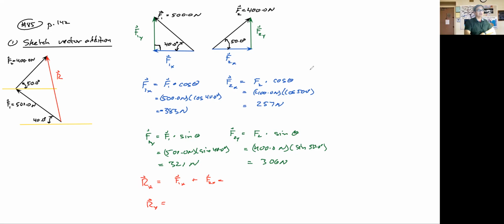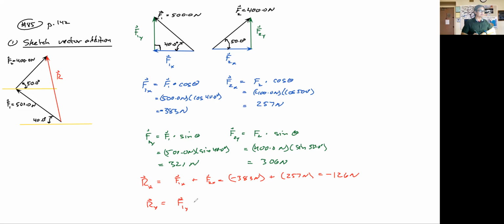Why is that important? When we go to add these vectors together, we also have to indicate direction. So this is going to be negative 383 newtons plus a positive 257 newtons, and this can be negative 126 newtons. Okay, and that's what we have for the x component. Let's go ahead and do the same thing for the y component.